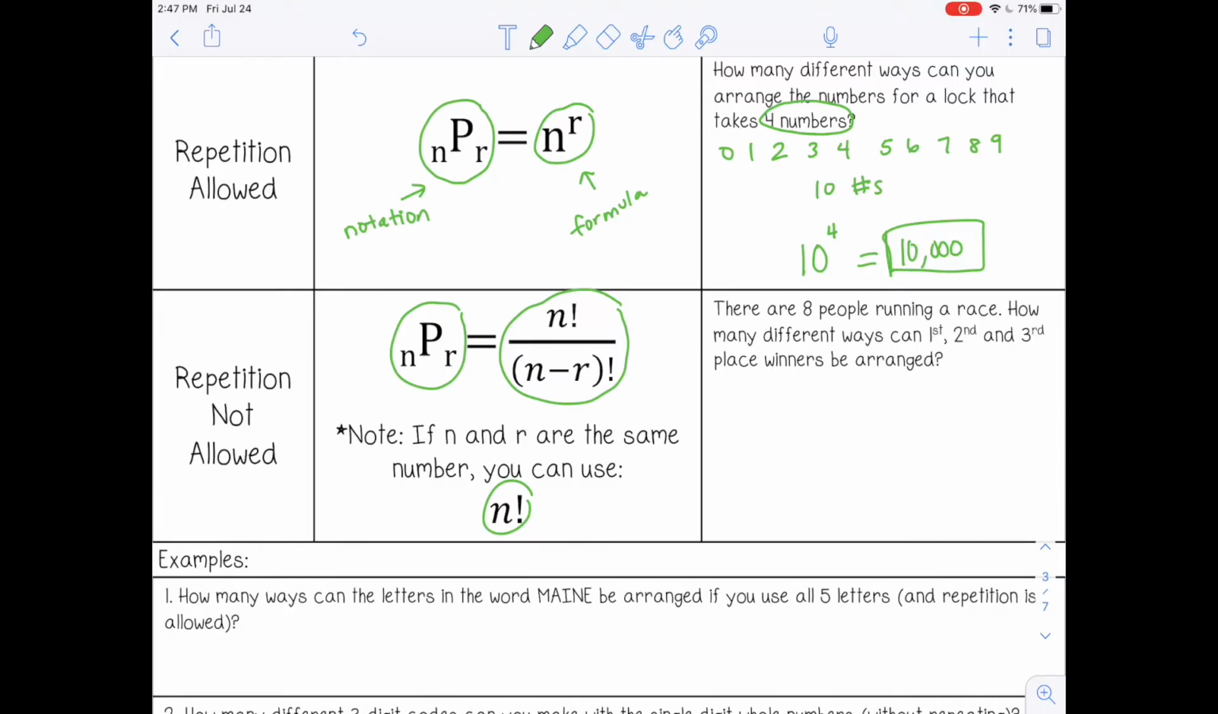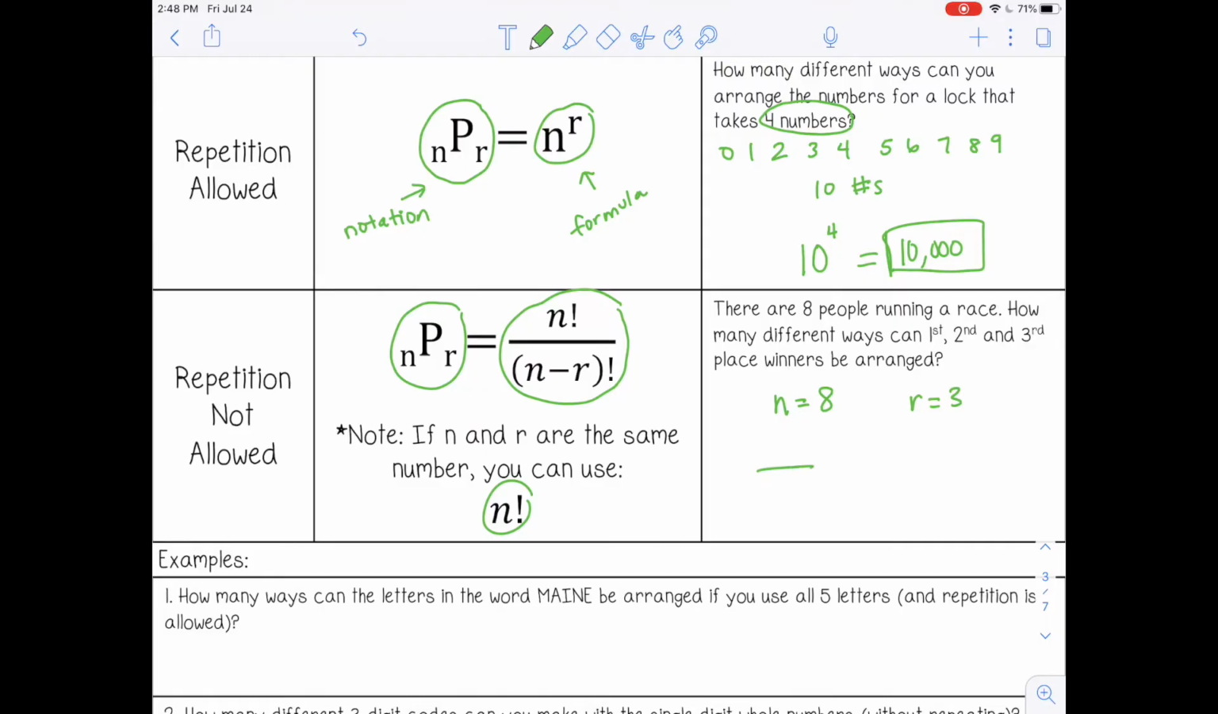All right, so there are 8 people running a race. So that's how many I have to choose from. That would be my N. How many different ways can first, second, and third place winners be arranged? So my R is 3 because I have 3 different places. I can't repeat. Sarah can't win first, second, and third place. So I'm not going to repeat, so I'm going to use this formula.